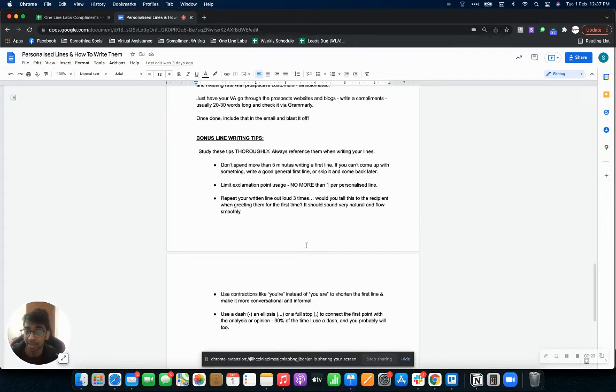Then there's limit exclamation point usage. This is something that we have as a rule, that we just use one exclamation point per personalized line, because you don't want to sound too excited about something. You need to have a set tone to the email as well. You can't have your first line totally detached from an email.